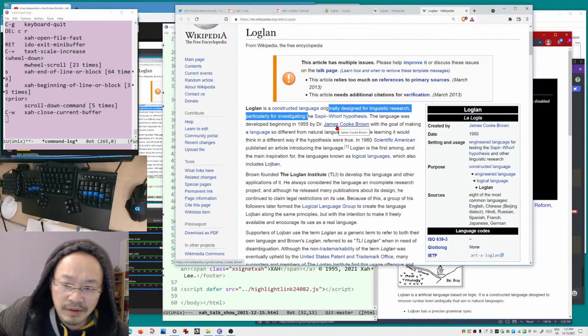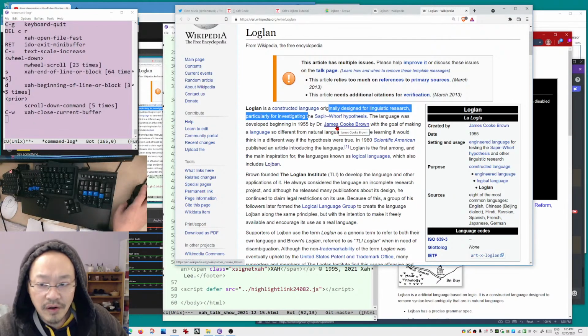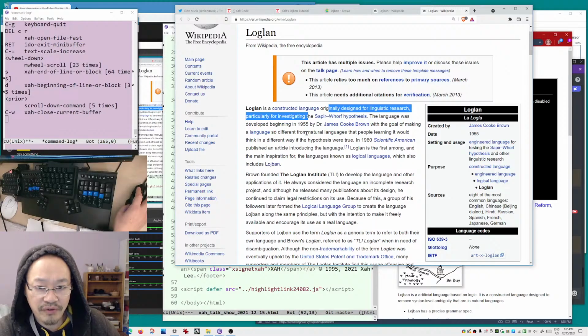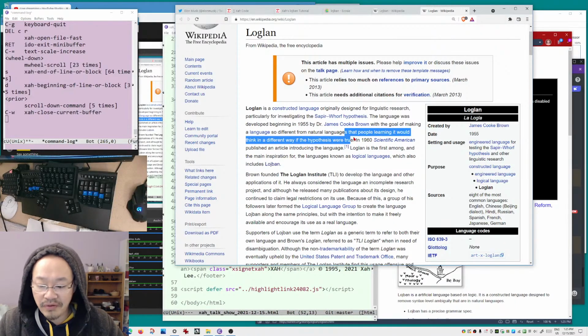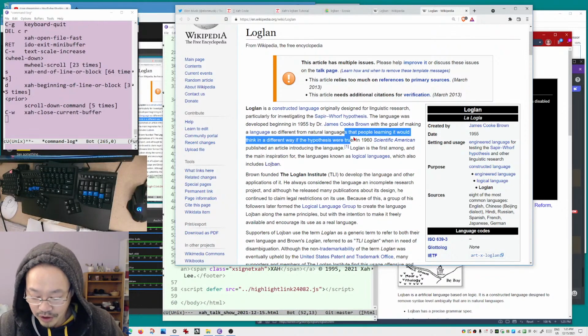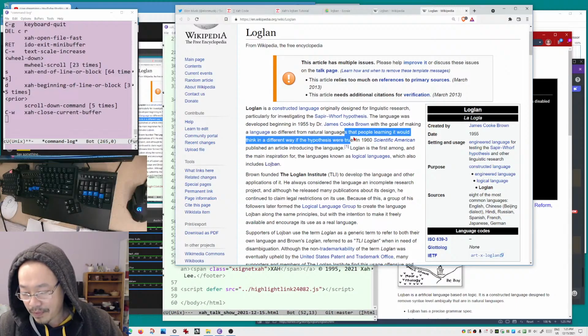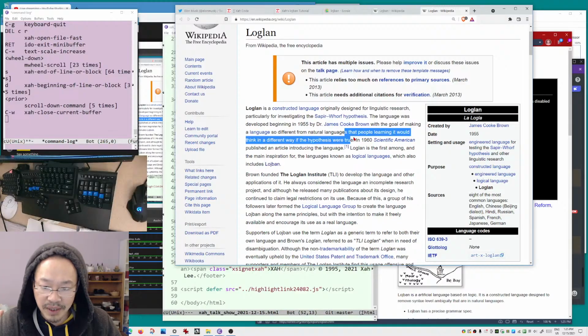James Cook Brown, okay, with the goal of making the language so different from natural languages that people learning it would think in a different way if the hypothesis were true. That's one of the big questions in linguistics, which suggests that our thought pattern, what's in your brain, is influenced or even controlled completely by the language you use.